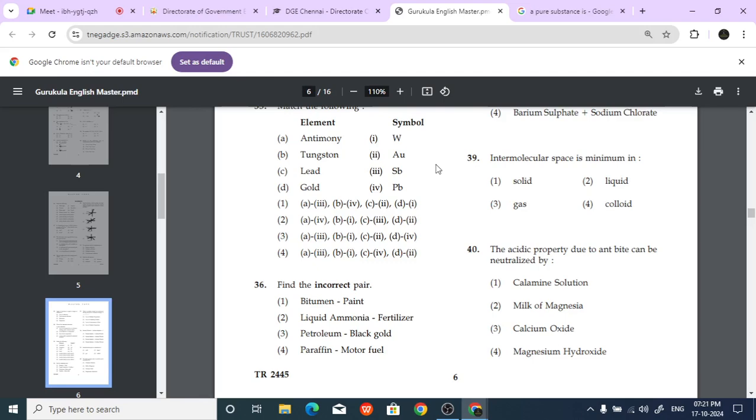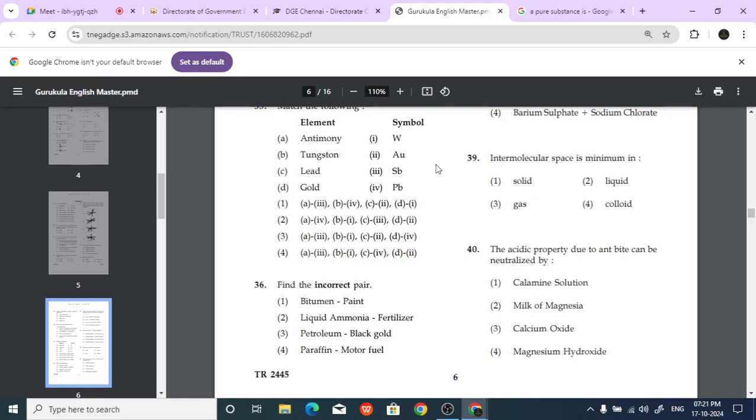Intermolecular space is minimum in liquid, colloid, gas, solid. Solid, sir. Always in solid, the intermolecular space will be minimum. Next minimum will be liquid, and the next minimum is gas. In gas, the intermolecular space will be more.